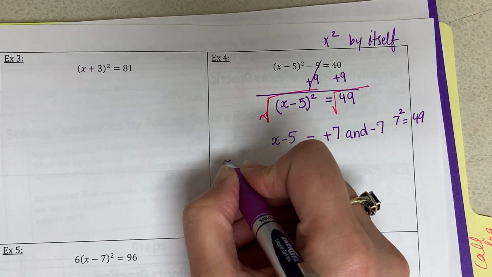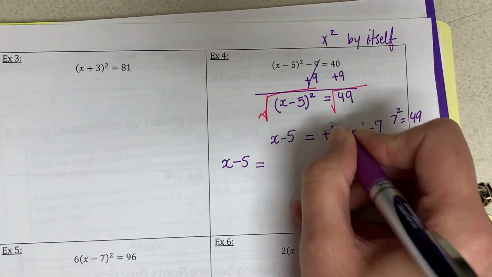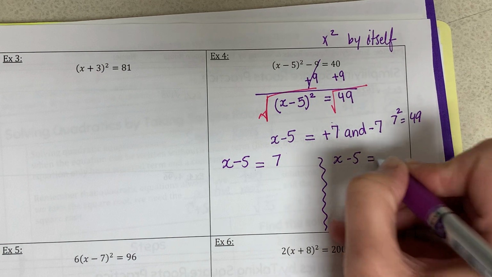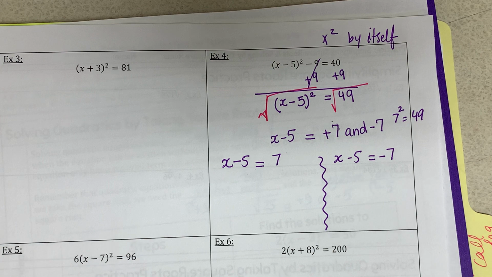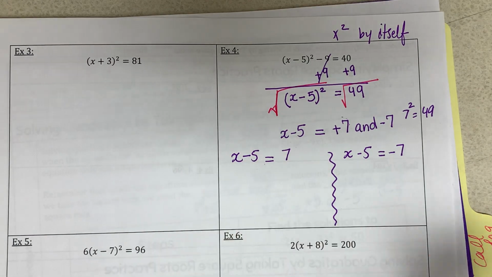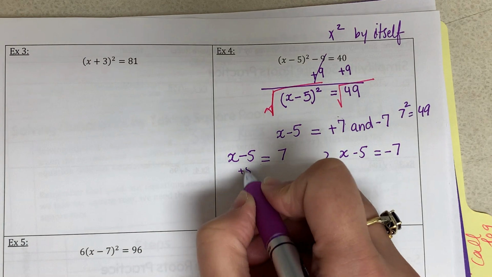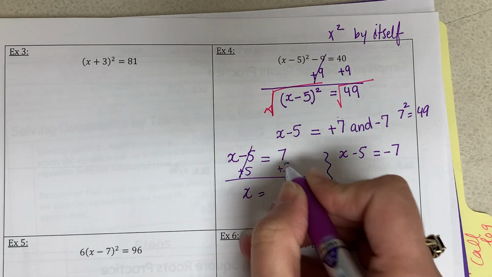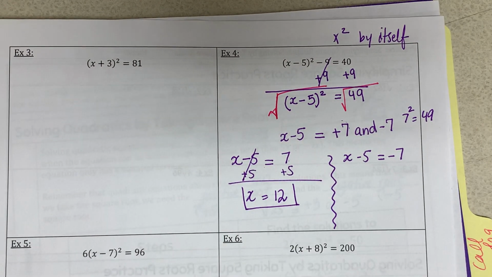So I'm going to rewrite it like this. x minus 5 equals positive 7 one time, and x minus 5 equals negative 7 the other time. This way I will have my answer, or two different values of x. Same old steps. I have to add 5 on both sides. So x will be 7 plus 5, 12. So this would be the first value of x.